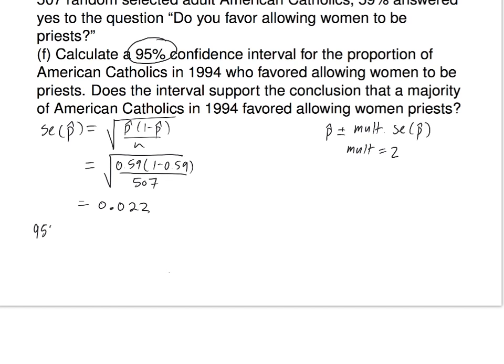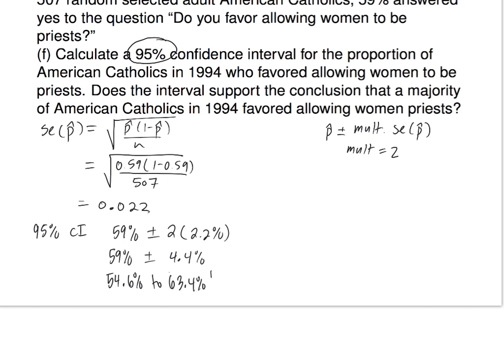Okay, so your 95% confidence interval is 59% plus or minus 2 times, what is 0.022 as a percent? 2.2%. So 59% plus or minus 4.4%, or 54.6% to 63.4%.